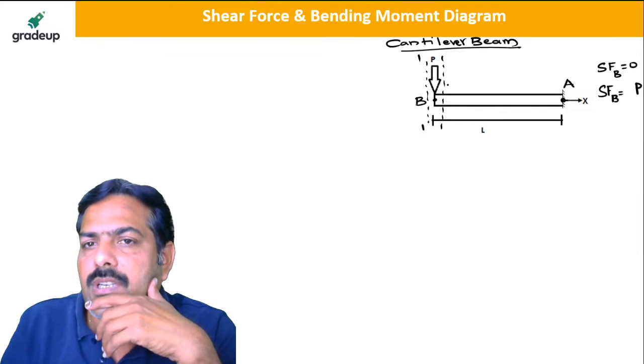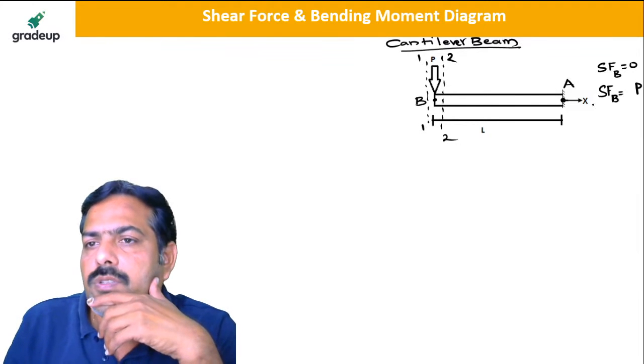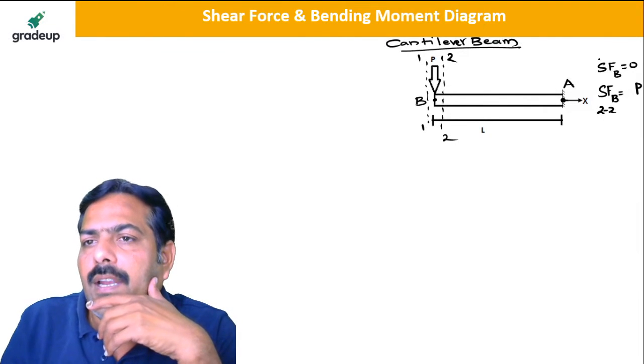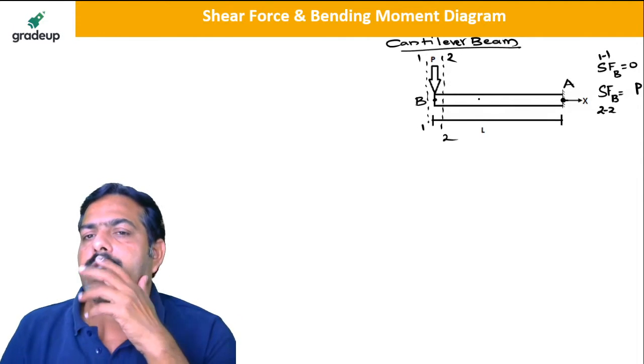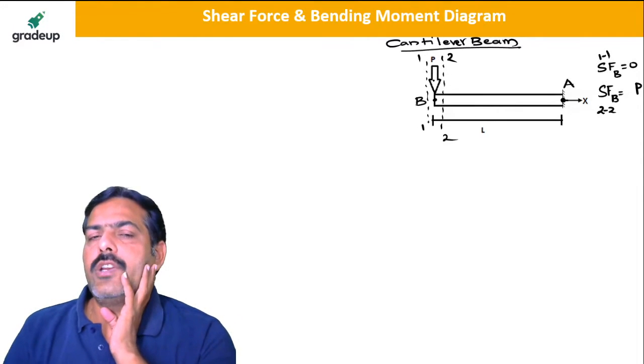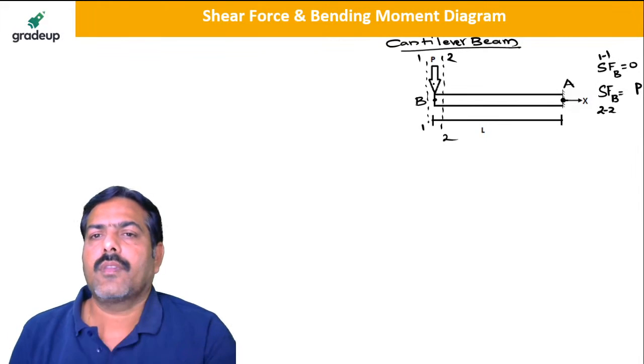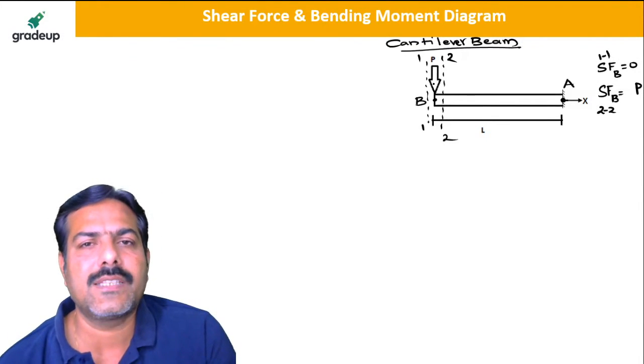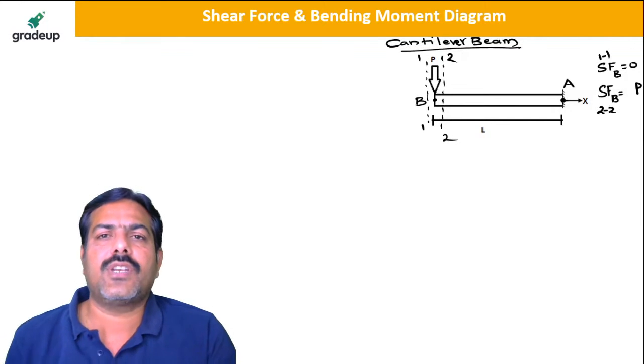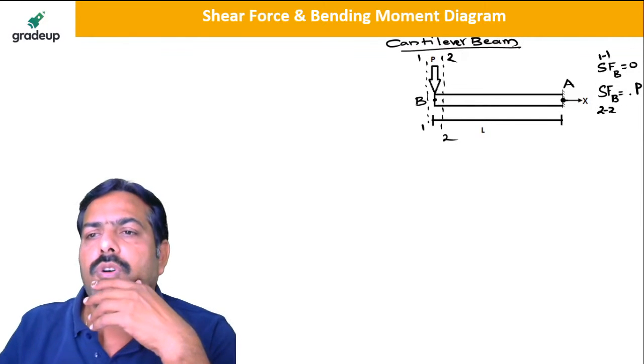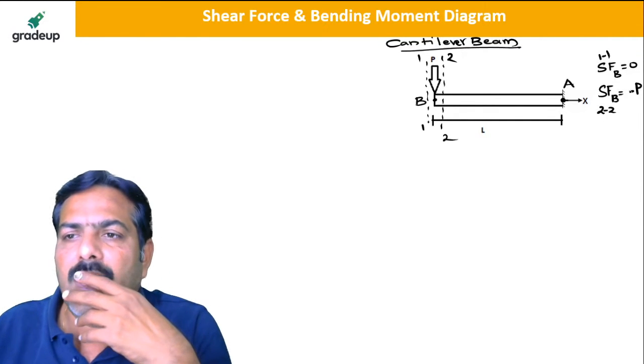This is section 1, this is section 2. So at section 2 and this is at section 1. So what is the magnitude? Magnitude is P, which is acting downward, right? So whatever is given on the left side of the section is called the shear force. Hence it will be minus P here.